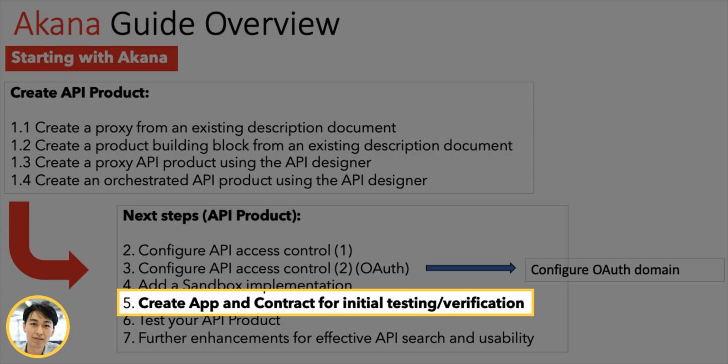This guide is part of a series to help you get started with Akana. Following guides explain ways to further enhance your API product for better discoverability and usability, or clarify more advanced Akana capabilities. This guide assumes you are familiar with the guide explaining how to create an API product. It refers to the API product configuration that was started in the first guide.